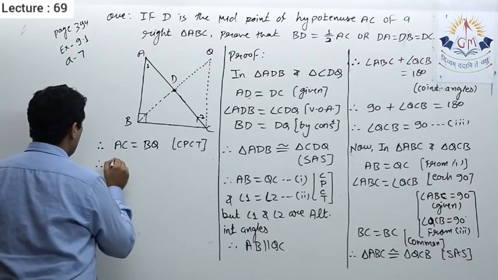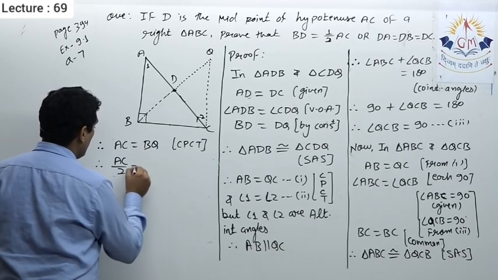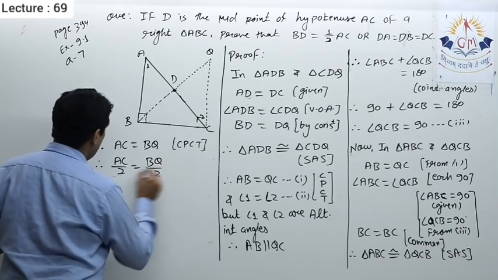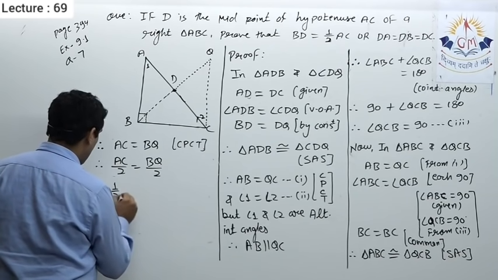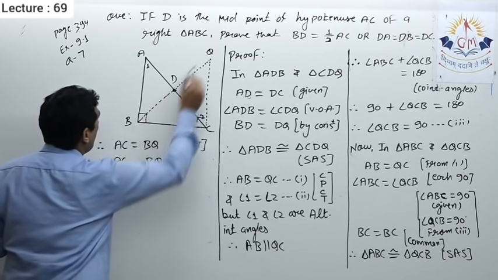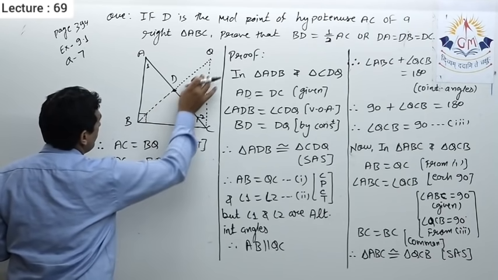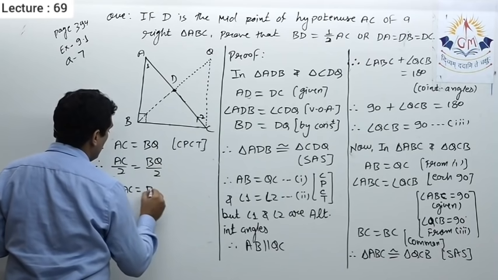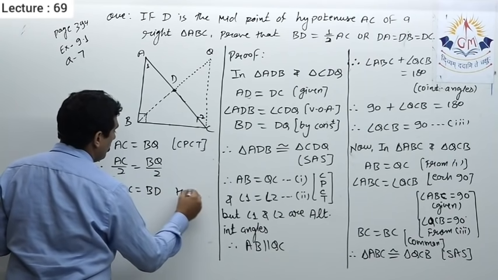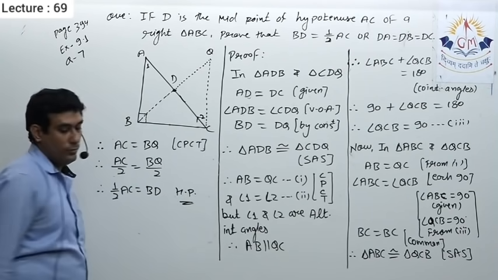Therefore AC by 2 is equal to BQ by 2. So half of AC is equal to half of BQ, which is equal to BD because these two portions are equal. Hence proved. Okay, complete.